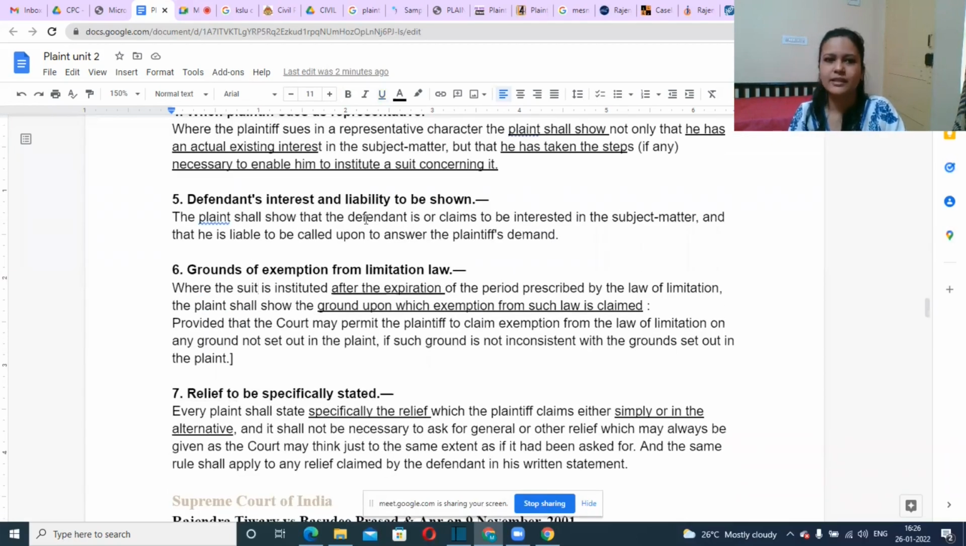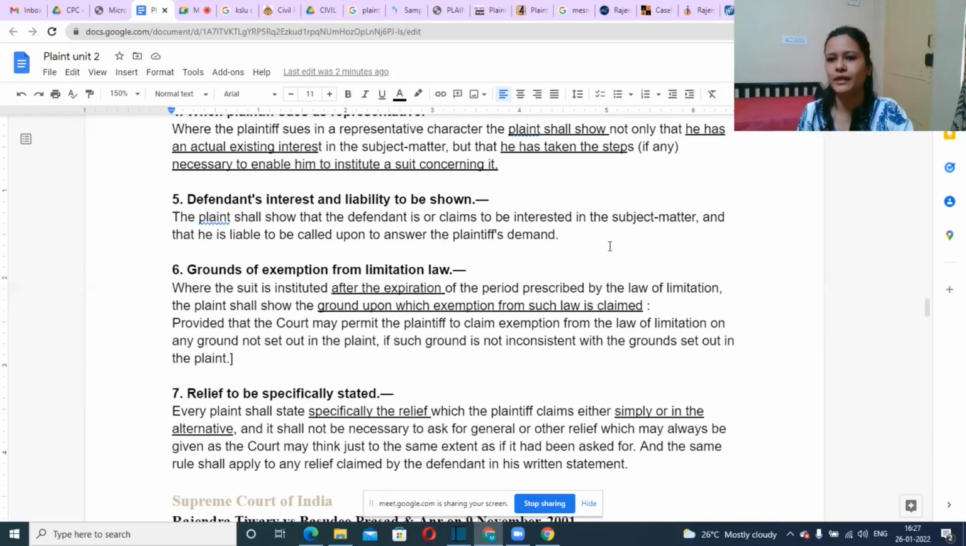Defendant's interest and liability to be shown. The plaint shall also show that the defendant is or claims to be interested in the subject matter, and that he is liable to be called upon to answer the plaintiff's demand. Like when I'm saying that someone took 90,000 rupees and I want that money returned along with interest, who is that someone? It needs to be specified. Maybe I would say that so-and-so person had taken this money, and based on this agreement, he had also made the promise.